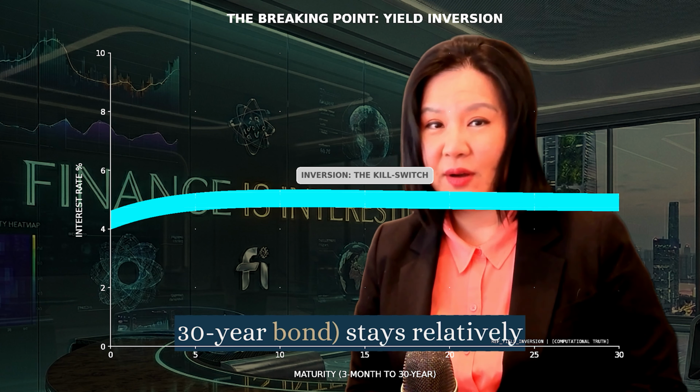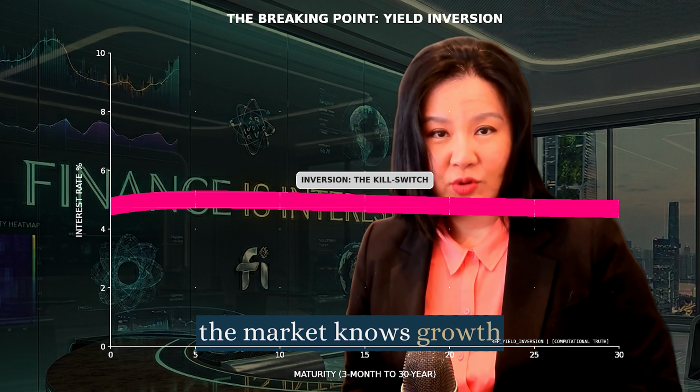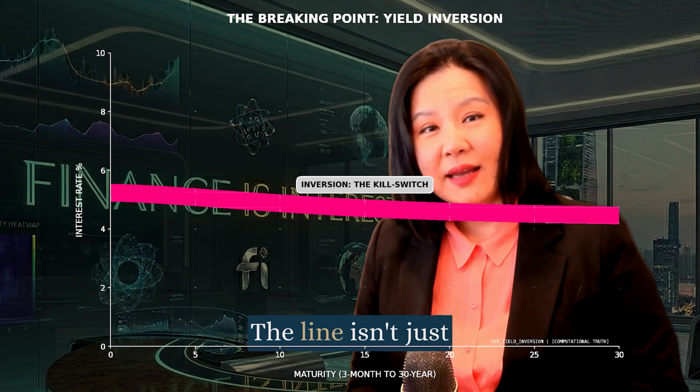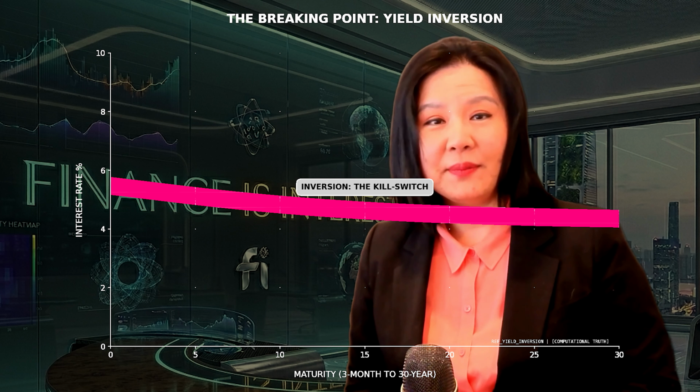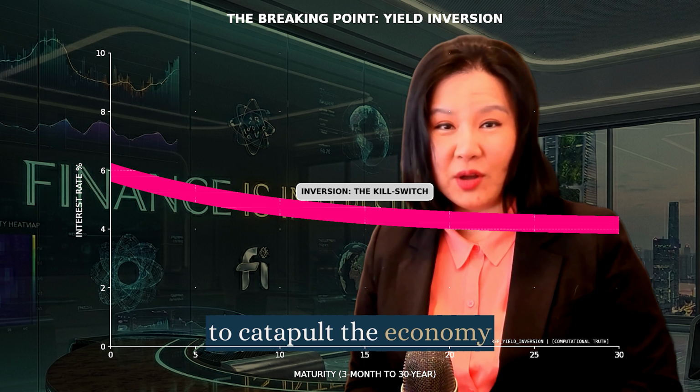The 30-year bond stays relatively heavy. It can't rise because the market knows growth is dying. But the central bank is forcing the left side up. The line isn't just rising, it's rotating. It's like a seesaw where the bank is jumping on one end to catapult the economy off the other.